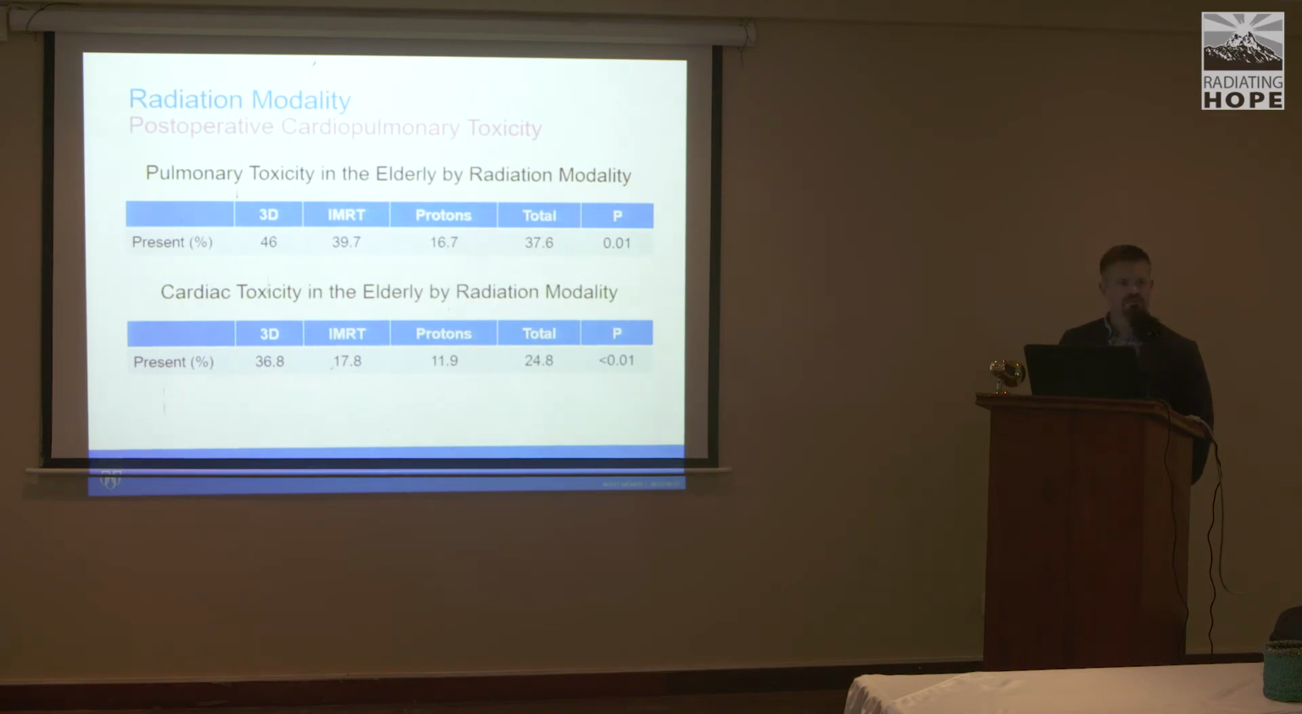In other words, 3D conformal treatments have toxicity at a higher rate than proton therapy, which we think is really related to the sparing of the heart and the lungs, suggesting these are very critical organs to protect during treatment. And this is true for both pulmonary side effects as well as cardiac side effects.